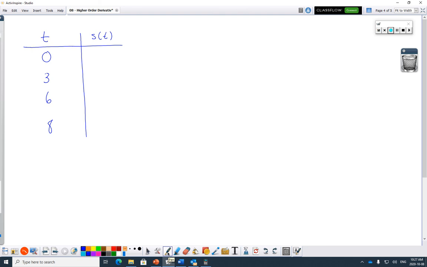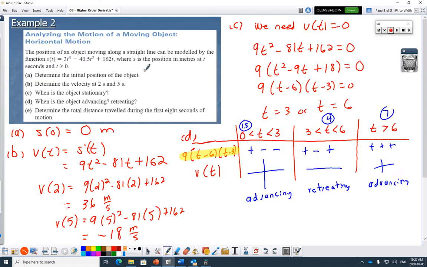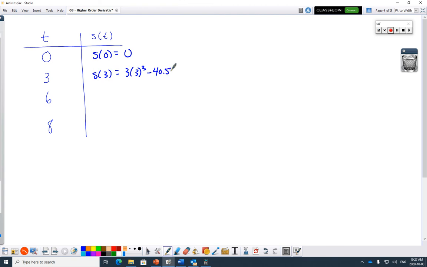So, S at 0 is 0. S at 3 is, ooh, that's harder. 3 times 3 cubed minus 40.5 times 3 squared plus 162 times 3. Maybe somebody can type that in while I type in the next one. S at 6. 3 times 6 cubed minus 40.5 times 6 squared plus 162 times 6. And then the last one, S at 8.